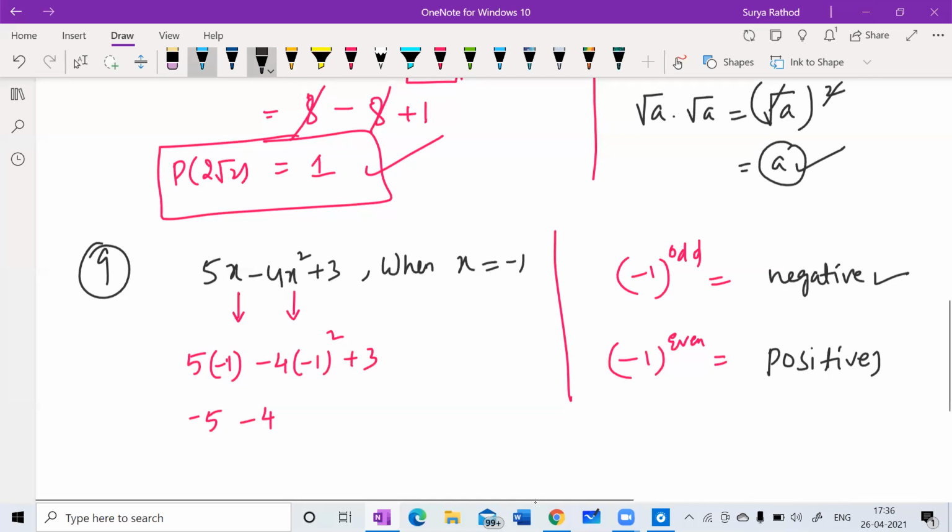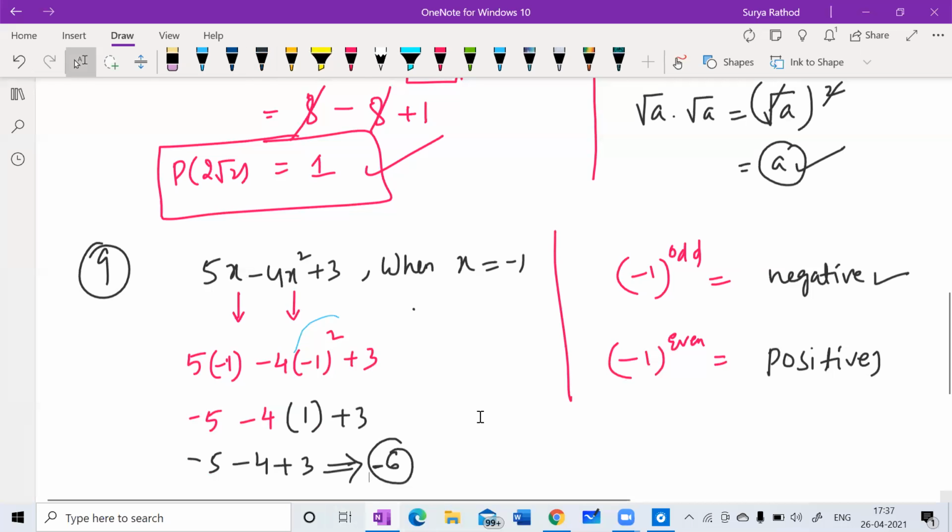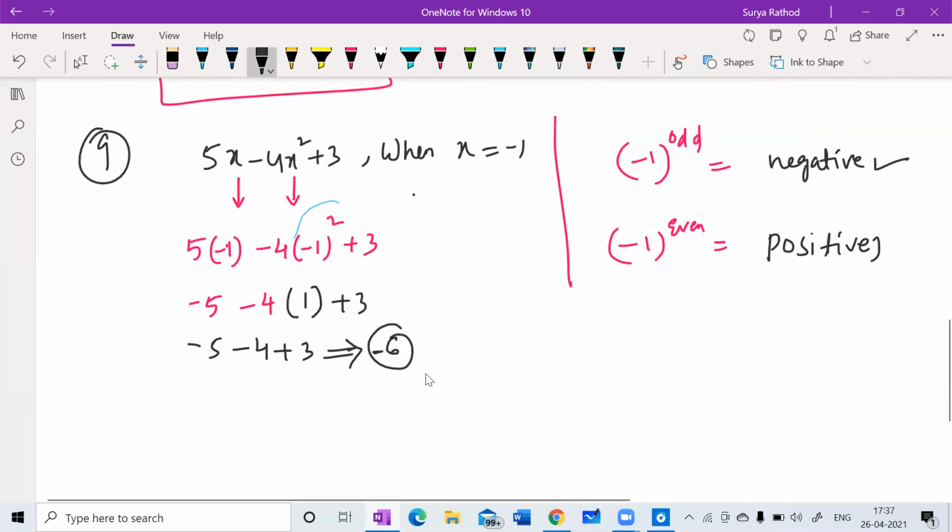Look at this now. I have a negative number here, and my power is even, so my answer is going to be positive. Are you getting my point? Yes, sir. So minus 1 whole square is 1, so minus 4 times 1 plus 3. So minus 5 minus 4 plus 3. What is going to be my final answer? Minus 9 plus 3, which gives me minus 6. Are you getting my point, children?